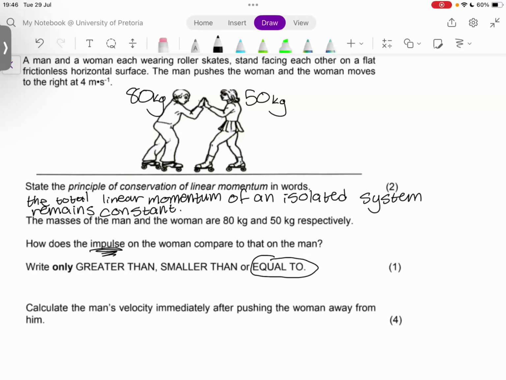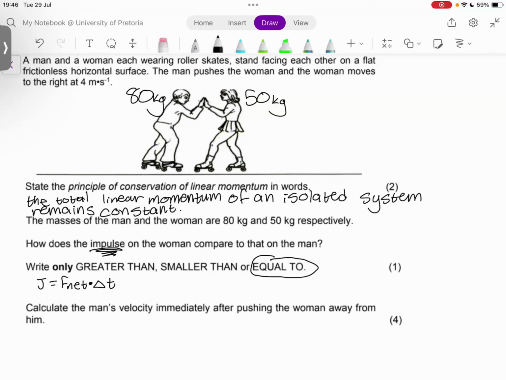Impulse, which is what is being asked, we're comparing the impulse of the man and woman, is dependent on the net force and the time. Another way of writing impulse would be maybe the symbol J is equal to F net times delta T, right?